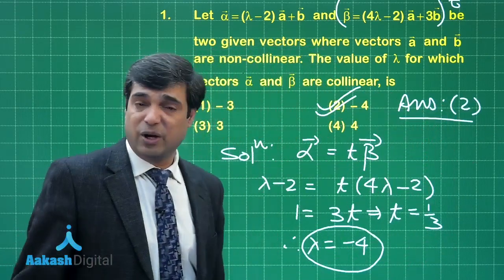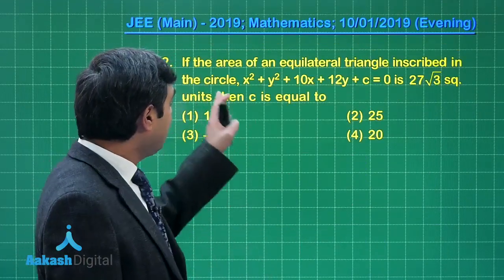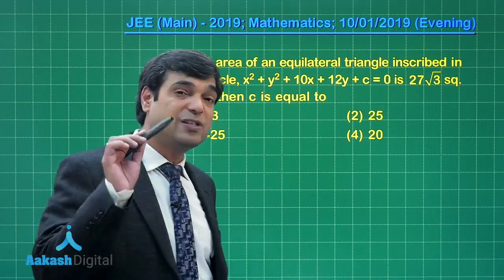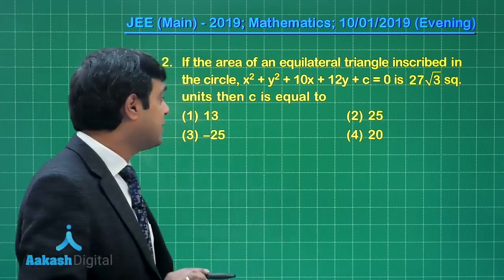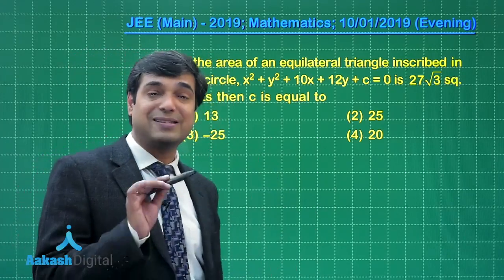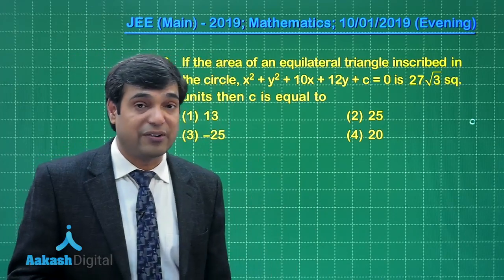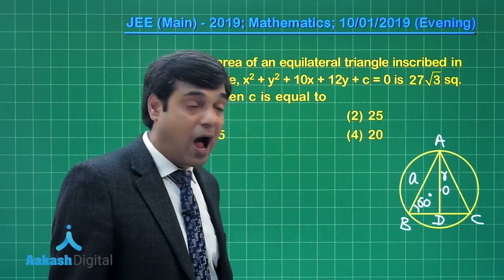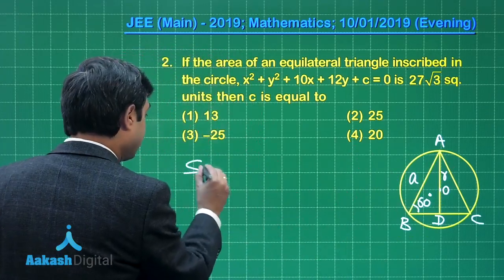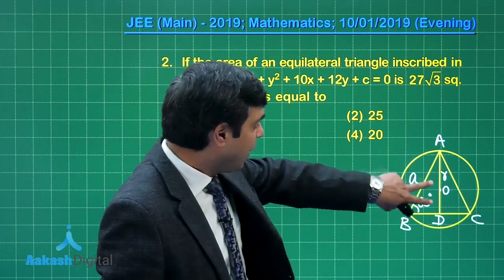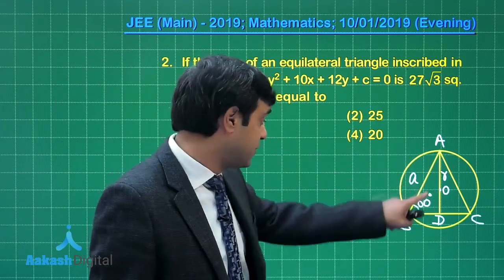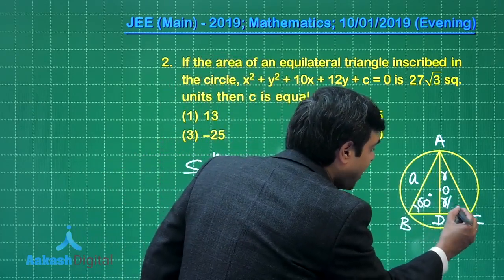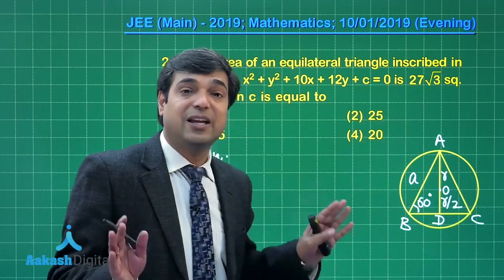So let's move on to the second question of this paper. If the area of an equilateral triangle inscribed in the circle, whose equation is given, is 27 root 3 square units, then find C. So first let's draw a circle and inscribe an equilateral triangle in it. Say like this, say the side of the triangle be A and the radius be R. So clearly you can write here, this is R, obviously this length would be R by 2 because here circumcenter, centroid, everything is the same. So it is dividing in the ratio 2:1. So this is R by 2. So the total length AD is 3R by 2.